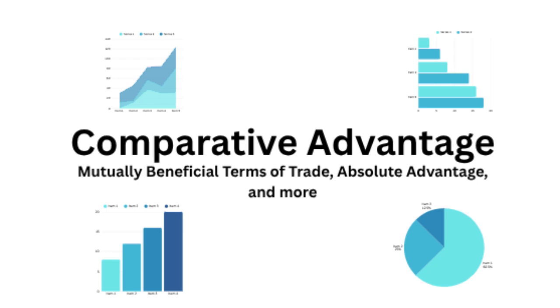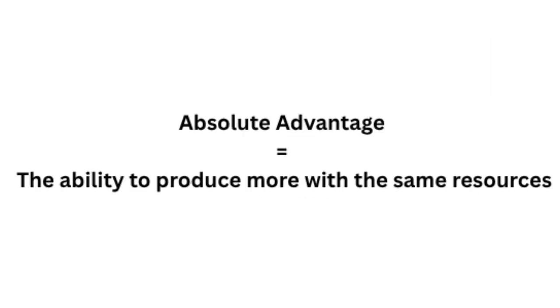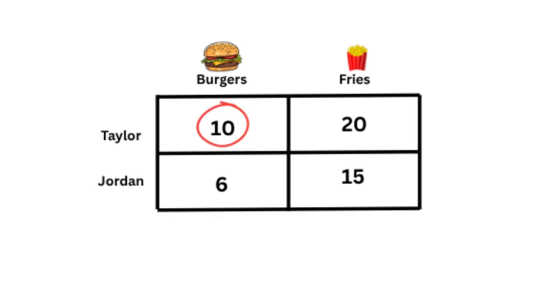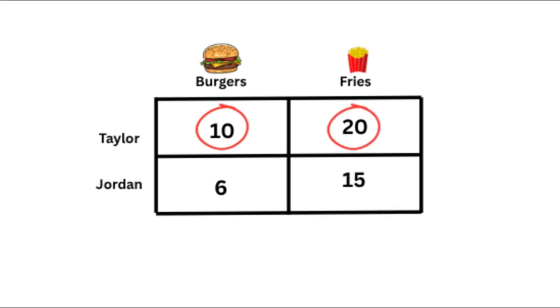First of all, we have absolute advantage, which just means who can make more with the same resources. If Taylor can make 10 burgers in an hour and Jordan can only make 6, then Taylor has the absolute advantage in burgers. And if Taylor can also make 20 fries while Jordan can only make 15, Taylor has the absolute advantage in both. So should Taylor just do everything? No, because the real key is comparative advantage.